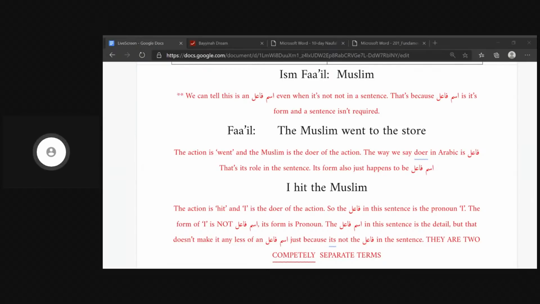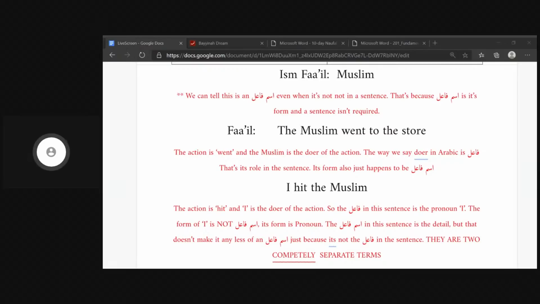No, because again, Sarf terms don't have anything to do with Nahu terms. Sarf terms don't tell you what the word is doing in the sentence. Sarf terms tell you about the word itself. So the word Muslim, I guess you could say it's a doer, but that's confusing. The word Muslim performs the action of aslama. That's what ism fa'il is. Whatever the ism fa'il is, that word will be performing the action of that same root.